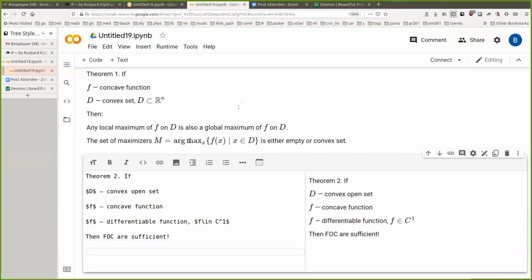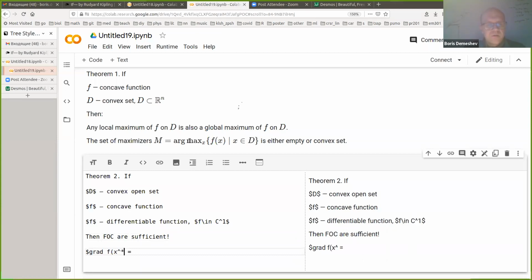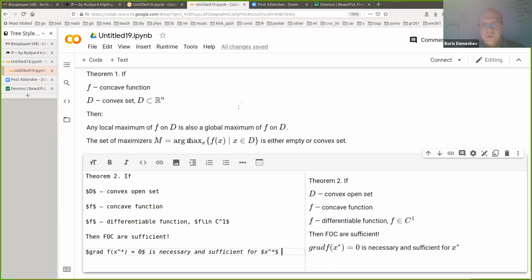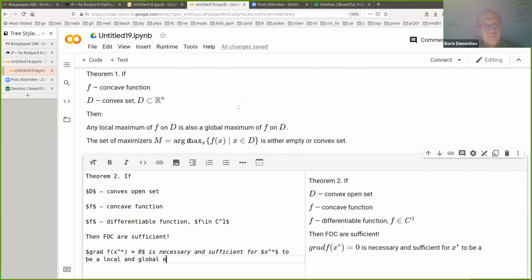So what do I mean? I mean that the condition that the gradient of f is equal to 0 at some point x star is necessary and sufficient for x star to be a local and global maximum of f on D.